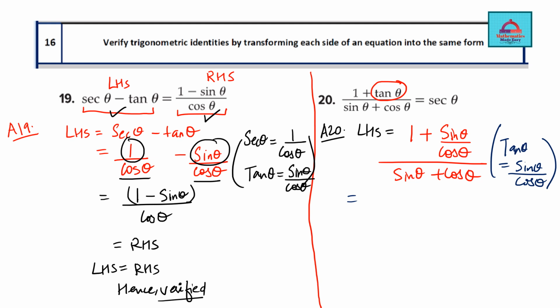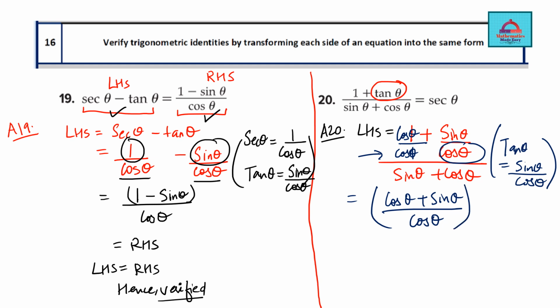Now here if you see in the numerator, we just have one denominator cos theta, so I have to make them equal, and therefore I will multiply the numerator and denominator with the same thing, which is cos theta. And in that case, now I can take LCM and combine my common denominator. So in the next step, cos theta is the common denominator, and in the numerator I have cos theta plus sine theta.